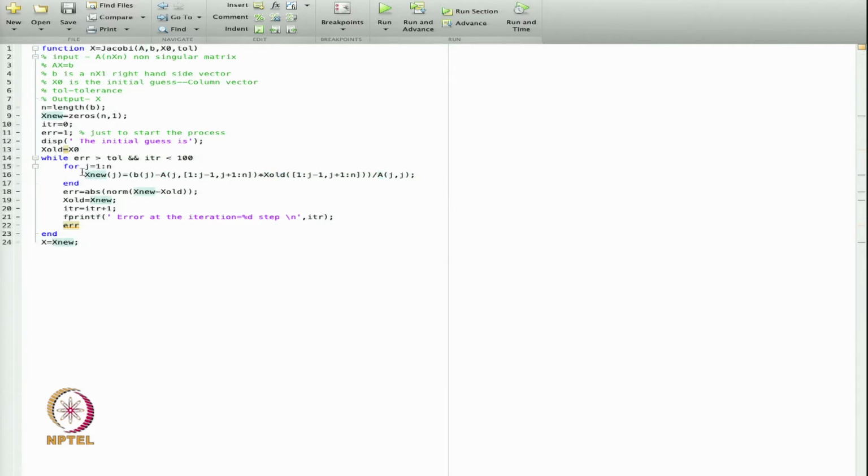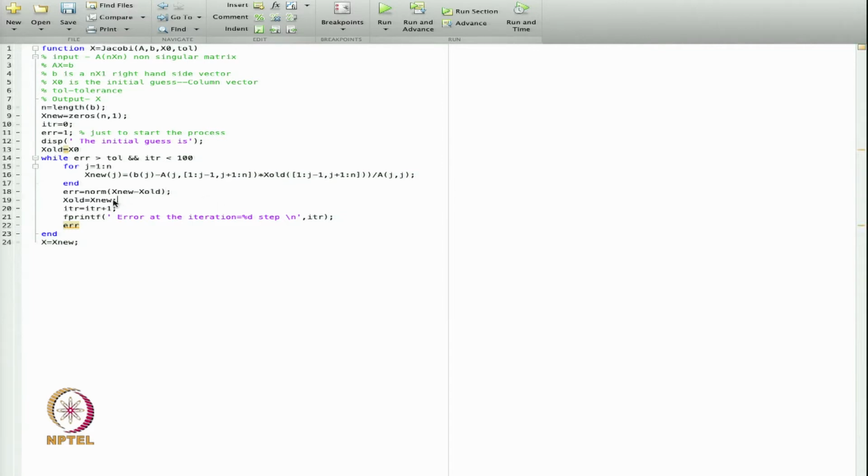So, after this for loop, I will go to the error. So, for the error I am finding the norm of x new minus x old. It is the L2 norm, and I am taking the L2 norm. So, that is my error value. Now, there is no need to write the absolute value here, because the norm will be positive.